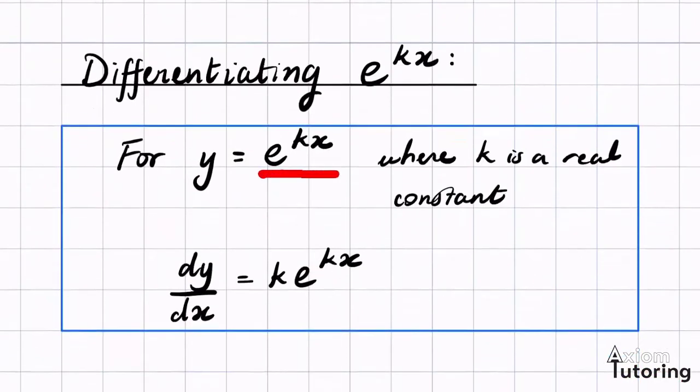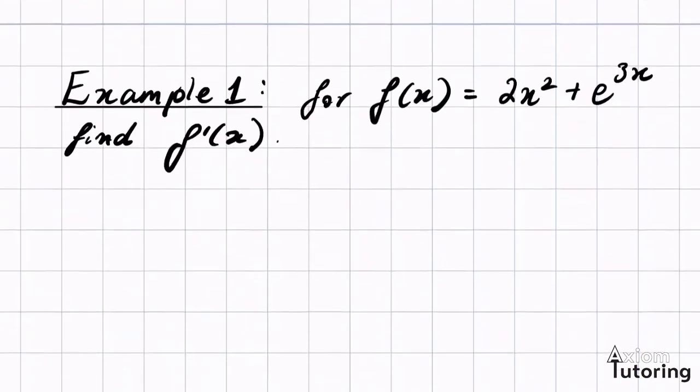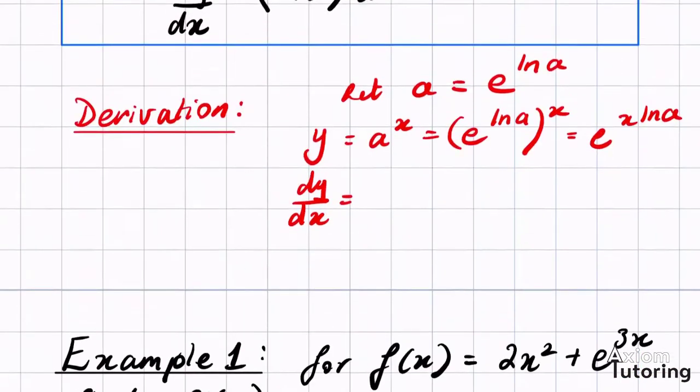So we know that the factor of k in the index is going to come down, and then we're going to get our exponential function out again. So dy over dx is equal to, our k is our ln a, so that's going to come down. And then we just get our exponential function there, so that's e to the x ln a.